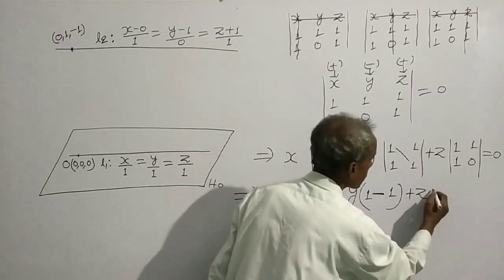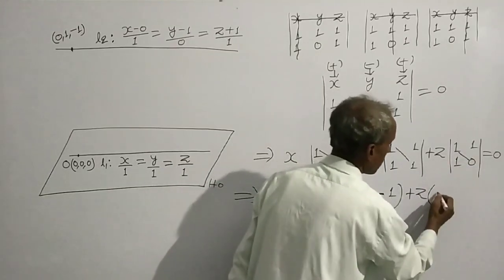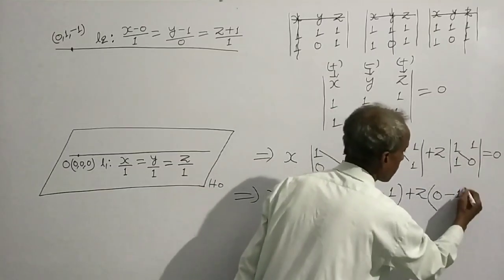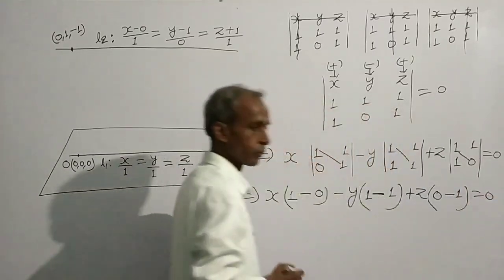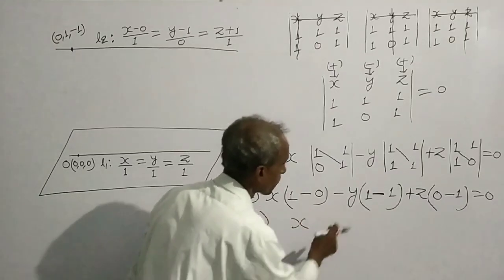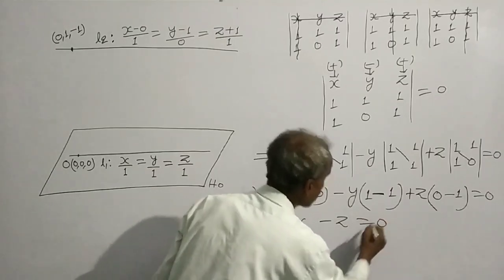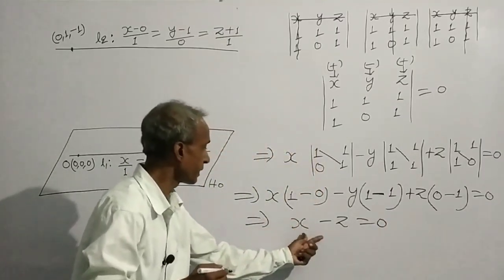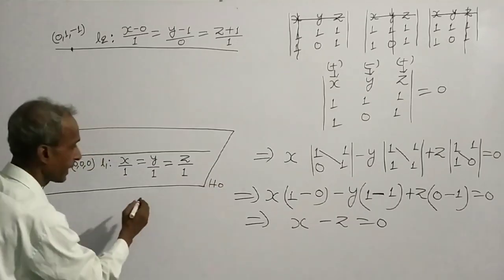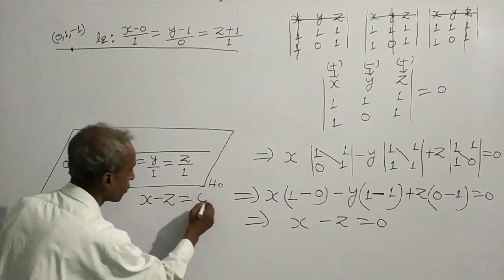plus z, 1 times 0, 0, minus sign, 1 times 1, 1 is equal to 0. This implies x minus z is equal to 0. This is the equation of the plane H0. Equation of the plane H0 is x minus z is equal to 0.